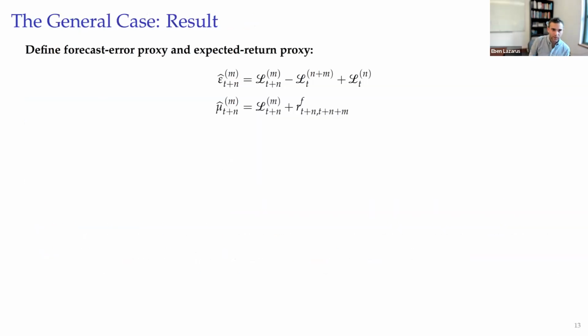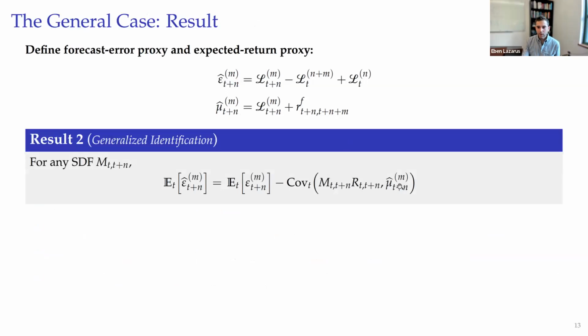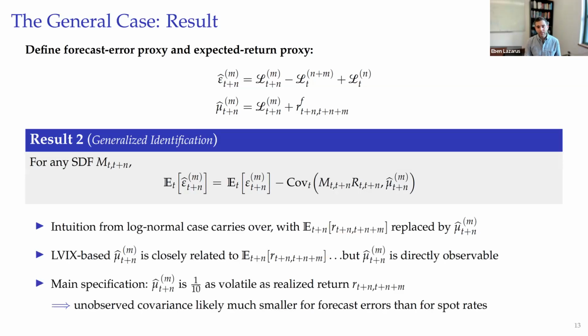But first, let me generalize slightly. Outside of a log normal world, what do we get? In addition to a proxy for forecast errors using the LVIX, I am also going to proxy for spot expected returns using the LVIX, and then substitute the second object in the covariance term, instead of being the expected log return, with this proxy based on the LVIX, which is maybe theoretically a bit harder to understand. The nice thing is that empirically we can measure this proxy and compare it directly to realized returns and ask how volatile is this thing relative to realized returns on the market? And the answer is that it's about a tenth as volatile. So that is the concrete sense in which this covariance term should be an order of magnitude smaller than the covariance term when measuring spot return expectations by themselves.